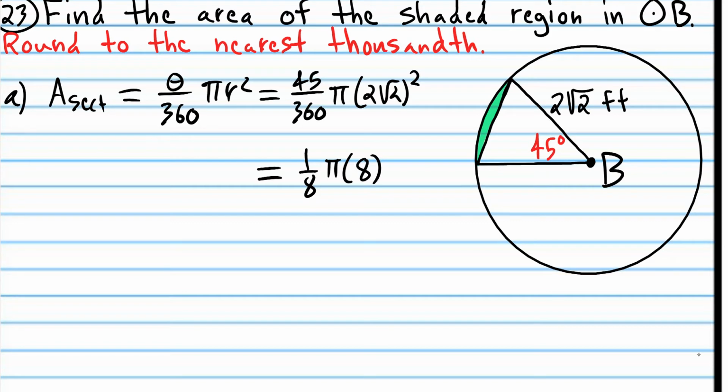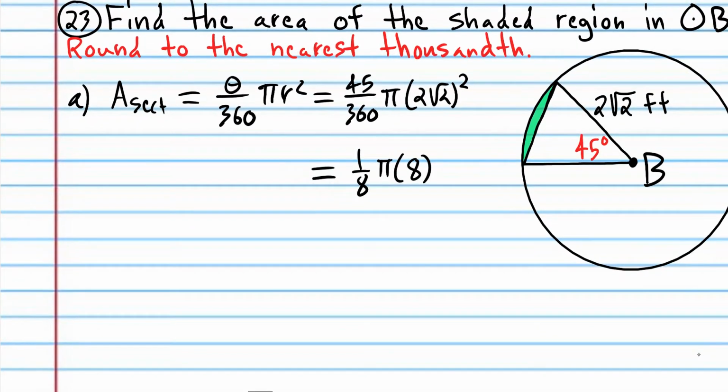But you can enter all this into your calculator. Just be aware that there is room for mistakes. The more you have to enter into your calculator, the greater the chance that you're going to enter it in incorrectly. But we end up with 1/8 times 8 is just 1, so that's going to end up being pi.